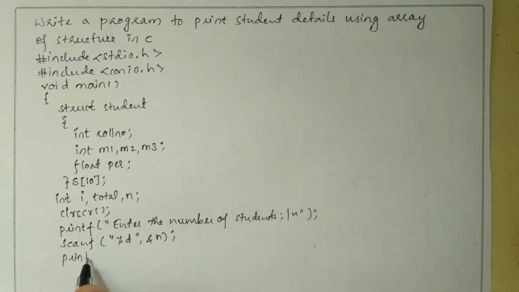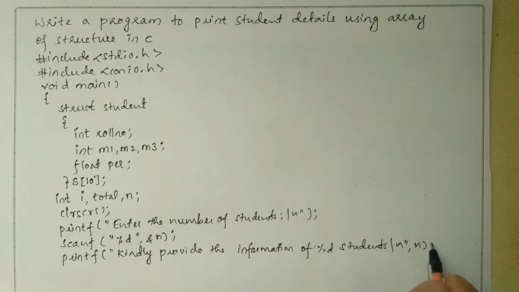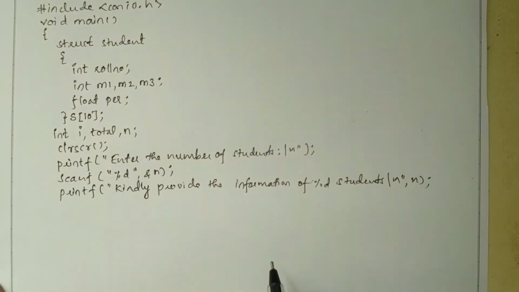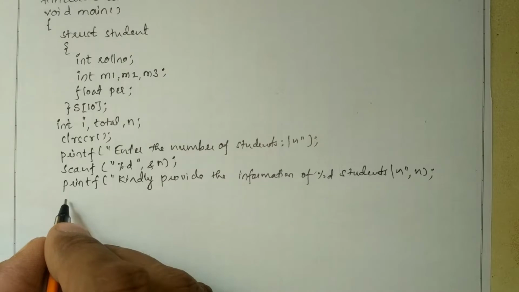Here I'm going to write printf, and in a double quotation mark I'll write kindly provide the information of %d students \n, and the double quotation mark, put comma and the value of n. Next we are going to receive values from the user one by one using a for loop.